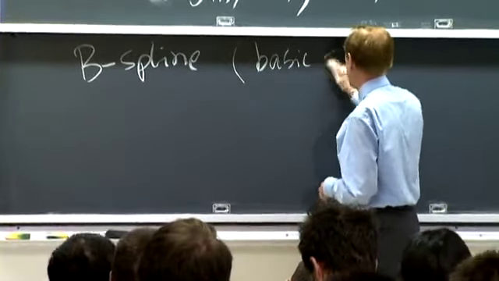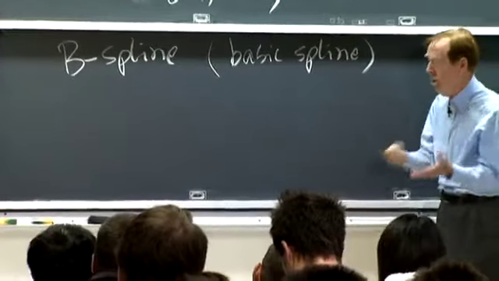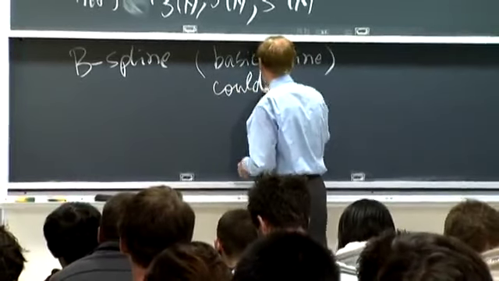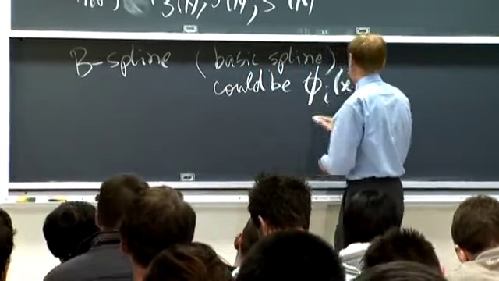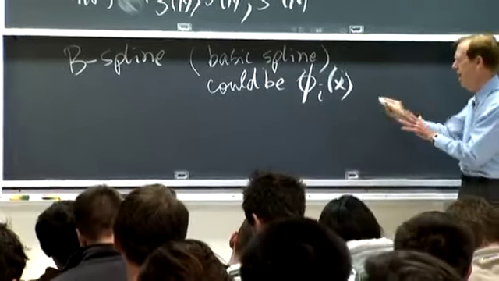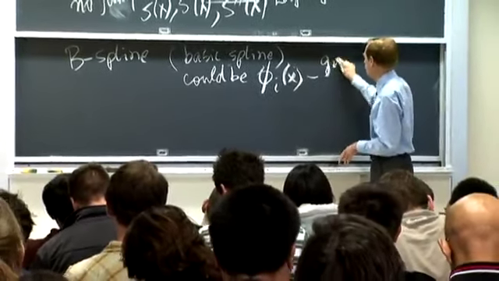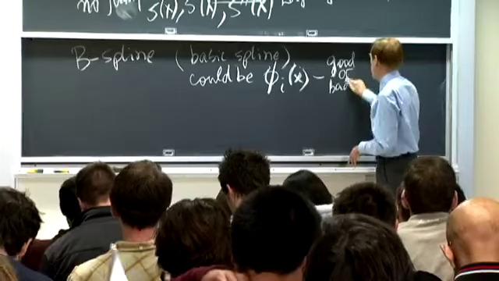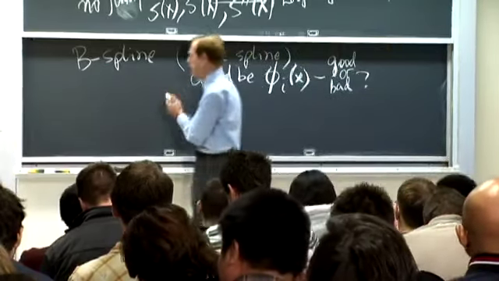That's a basic spline. It could be one of our functions, phi of x, one of our trial functions. It could be, and let me comment on that. So let me remind myself, good or bad, with a question, and let me try to answer that. But let me first draw the B-spline.